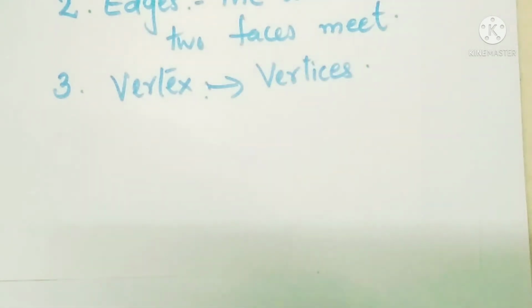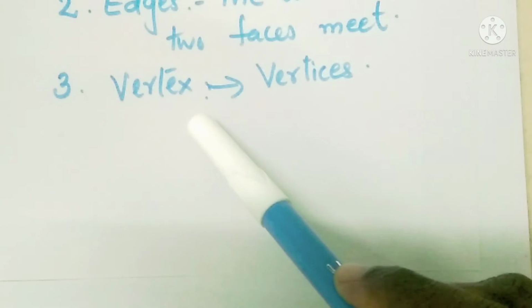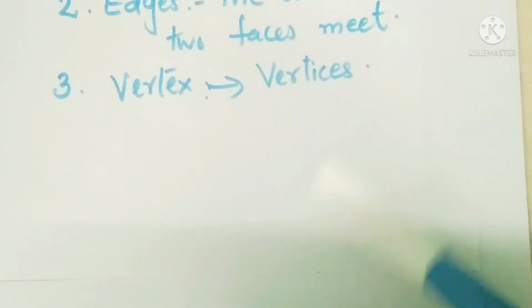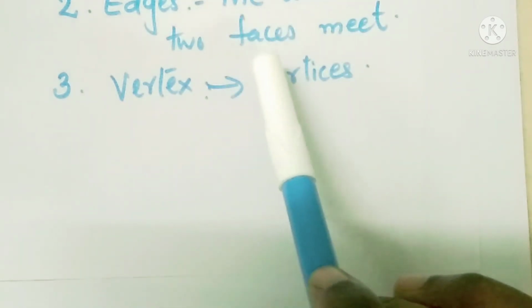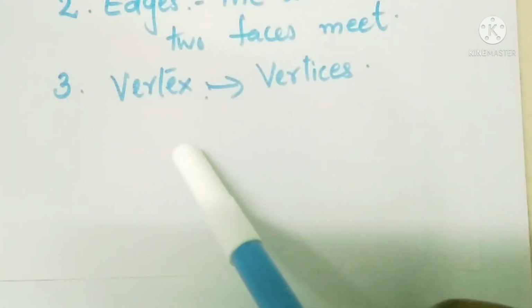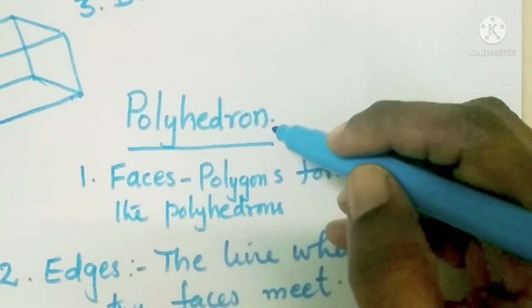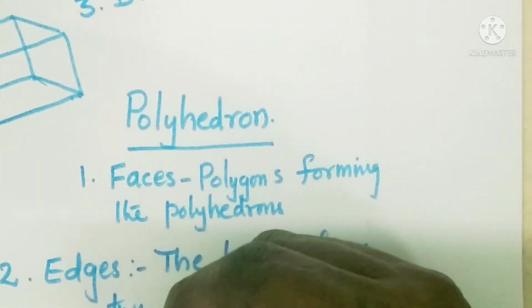So, what are the vertices? Vertices are the corners or the points where the edges of a polyhedron meet or intersect. So, we learnt faces, edges and vertices. Now, depending upon the type of polyhedron, it may have different number of faces, edges and vertices. Now, we learnt about polyhedrons and their parts.